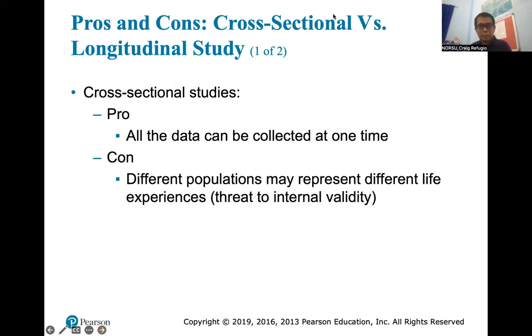That's all about threat to internal validity. If you look at different populations, the different segments have different experiences, so the data that you have collected would differ also. So that's the reason why some of the tests look into significant differences between and among variables, or maybe just a difference between two groups of data, or significant differences among three groups of data, or among four groups of data. Because all the time, differences between and among populations are always possible.